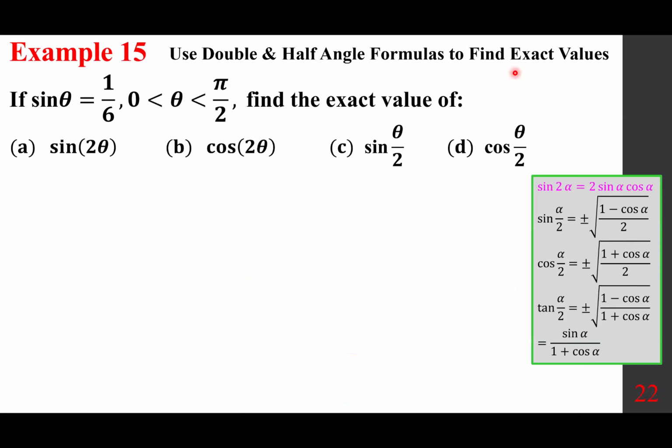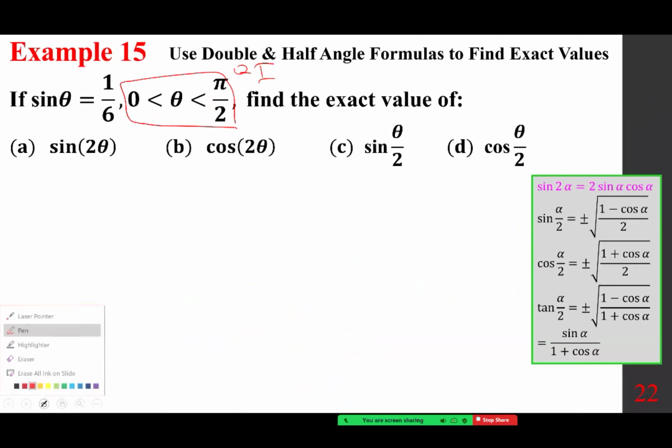We're going to continue with working on that. If sine is 1 over 6 and theta is between 0 and pi over 2, so right here it puts us in the first quadrant. We want sine of 2 theta, cosine of 2 theta. Never worry about the sign, just follow the formulas for those. But for half angle, you have to follow the sign, and half of that, 0 is 0, pi over 2 becomes pi over 4, puts you in the first quadrant and makes those positive also. But these two you never have to worry about.